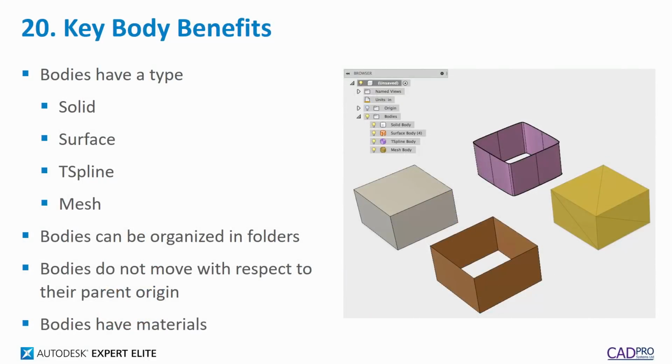Alright, so I've talked a lot about bodies and components so far, but really what are the differences? Well, bodies have a type. So you can have solid bodies, surface bodies, T-spline bodies, or freeform sculpt bodies, and mesh bodies. Bodies can be organized into folders, and bodies do not move with respect to their parent origin. So bodies are always inside a component, and components have origins. So when you model a body, it's locked in space relative to its component's origin. You can apply materials to bodies, but I don't know why you'd want to, because you should be applying materials to components.